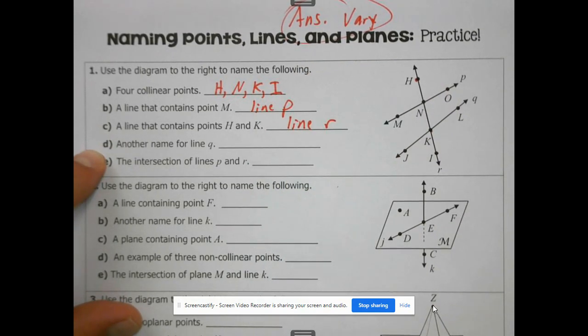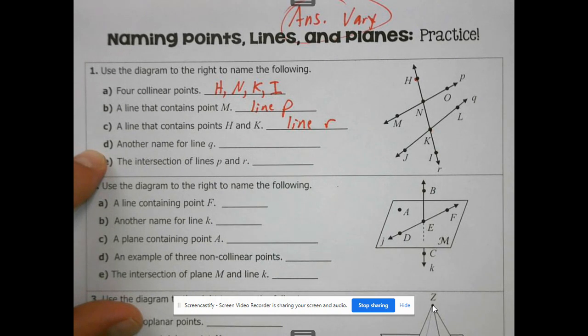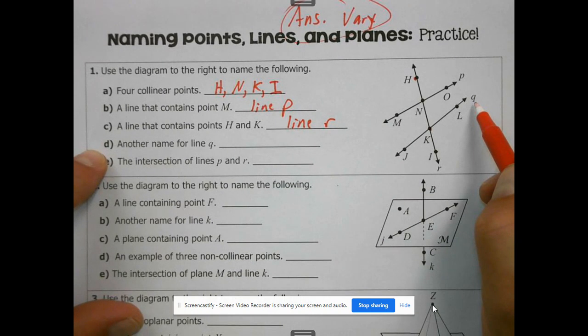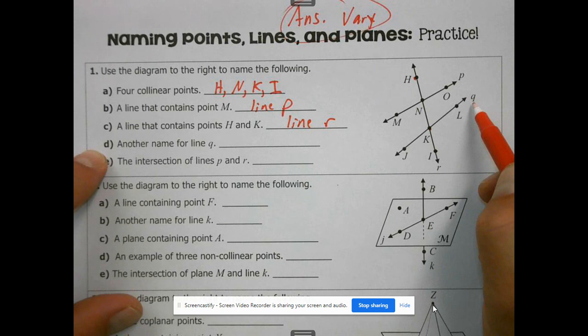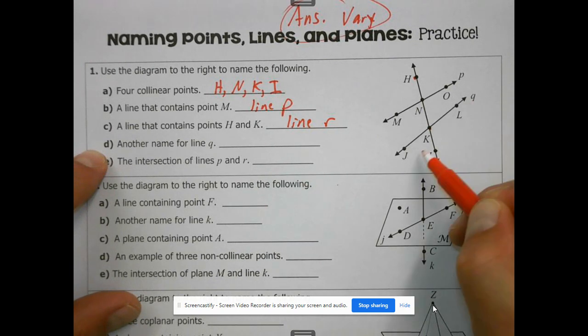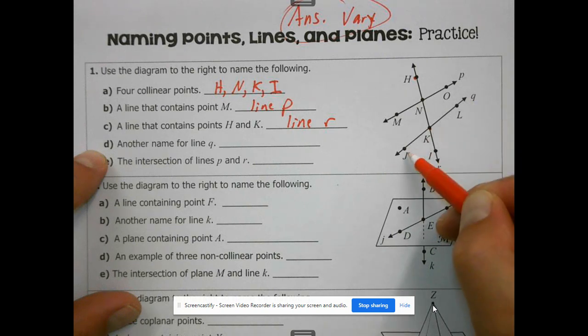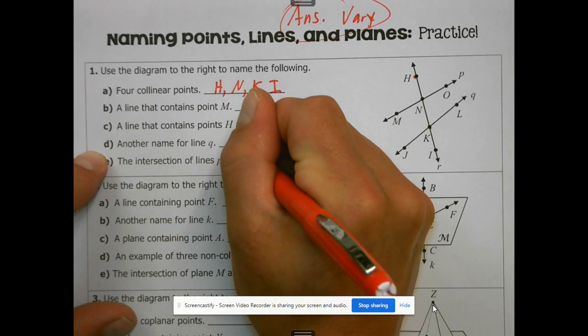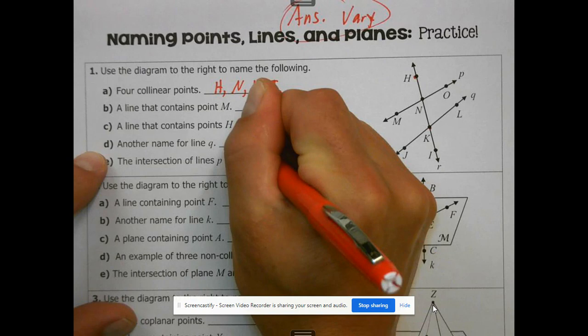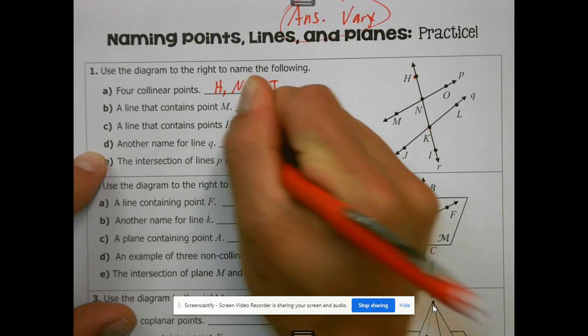D says name another name for line Q. Okay, so here's line Q, but now you got to use the other way. So pick any 2 points on this line. You've got J, K, and L that all lie on line Q. Pick any 2. I'm going to use J and K. And I'm going to use a symbol notation and put JK with that line above it.